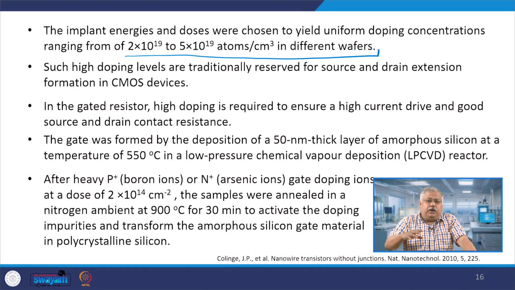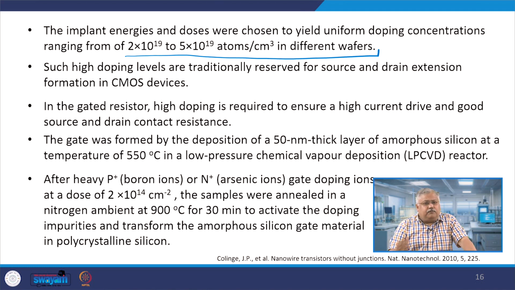So if you do a high doping, there will be a large number of free charge carriers available there, and therefore there will be a large current flowing through the device. So current drive will be much higher. Further, since there is no junction, there will be good source and drain contact.